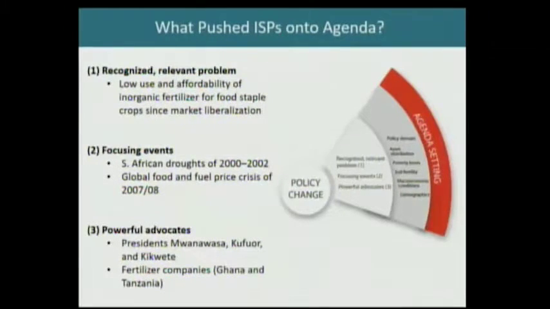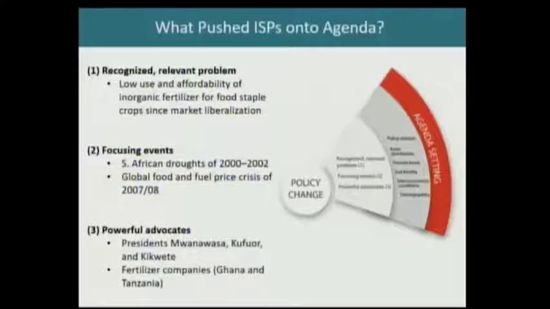Then you had, in combination with that, focusing events. Focusing events are critical junctures that really shift the status quo. These could be an economic crisis, an election, or a natural disaster. In our case, particularly for the Zambian FSP and the initial Tanzanian pilot, the Southern African droughts of the early 2000s were a main precipitator. And then the global food and fuel price crisis of 2007, 2008, we really saw a scaling up, or the initiation of the program, in the Ghanaian case.